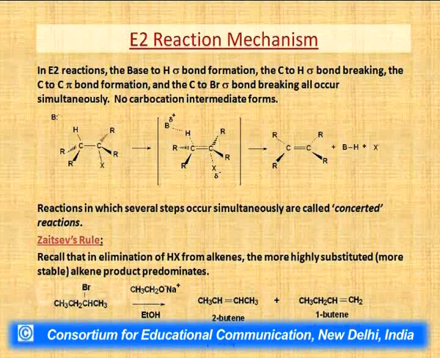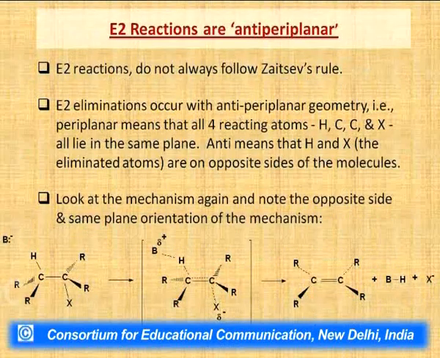Zaitsev rule, what does it say? It says that in elimination of hydrogen halide from alkyl halides, the more highly substituted alkene product will be formed. You can see that of 2-butene and 1-butene, the highly substituted alkene, 2-butene, will form in major amount.